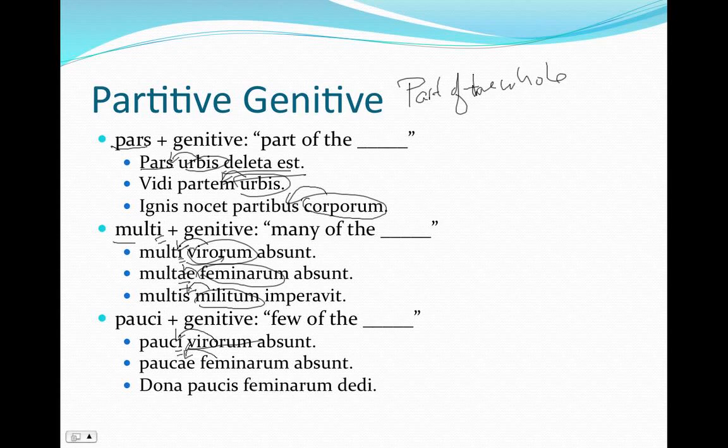And like with the others, we don't necessarily need to have it in the nominative case. Here we have paucis, the dative. Dona paucis feminarum dedi: I gave gifts to a few of the women. So feminarum is our partitive genitive, with paucis being the dative to which feminarum is connected. All right, so that's the partitive genitive with particular words.